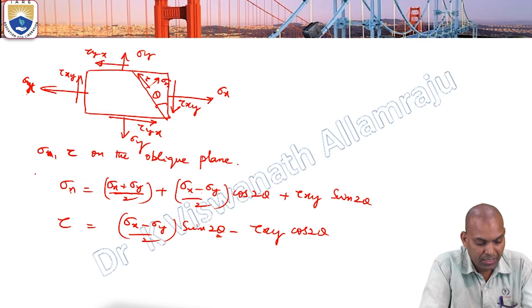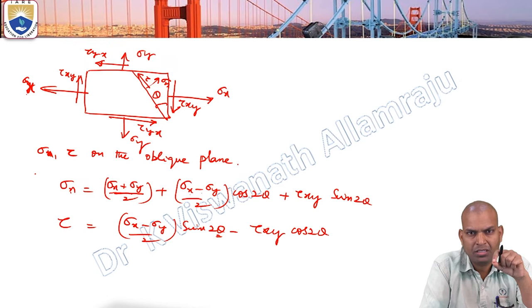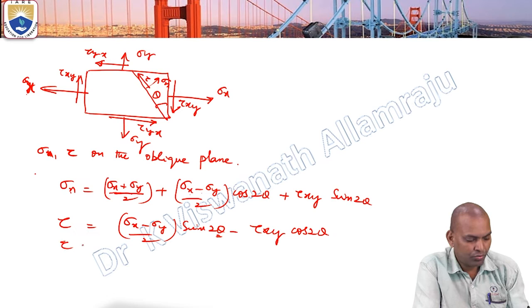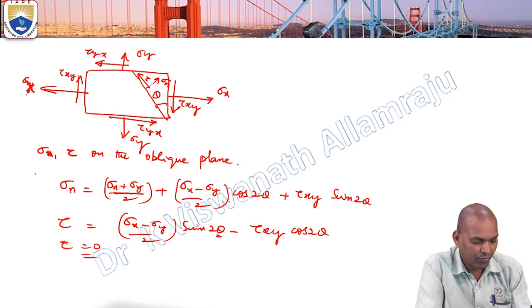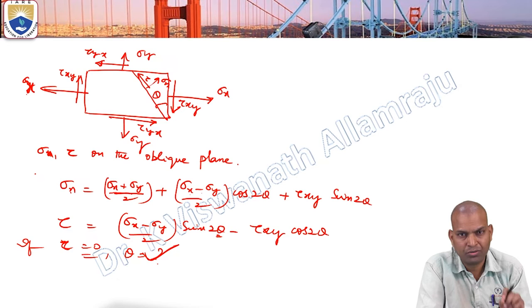Now, as I mentioned, if you want to calculate the principal stresses, we need the inclination of the oblique plane. That inclination angle is such that the shear stress should be equal to zero. If we equate tau equal to zero and calculate, the angle of inclination theta will come. That theta gives the inclination of the plane on which the shear stress is equal to zero. That plane is known as a principal plane.